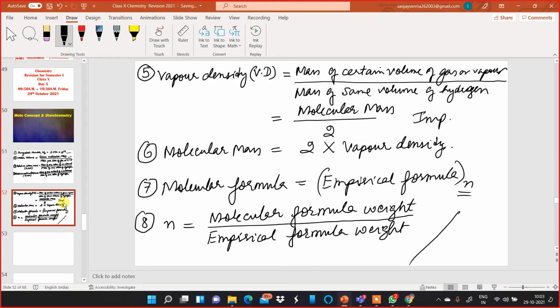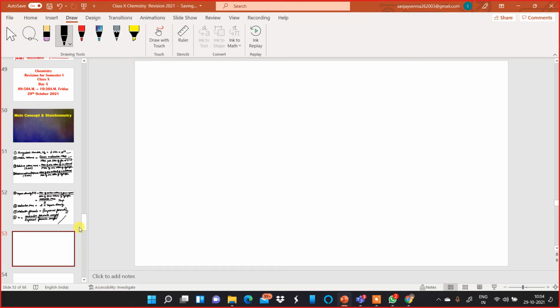So these are the 8 important formulas which you must keep in mind and use intelligently in your numericals based on the syllabus. So, my dear students, we move to the questions now, the multiple choice questions, MCQs, from the chapter mole concept and stoichiometry.